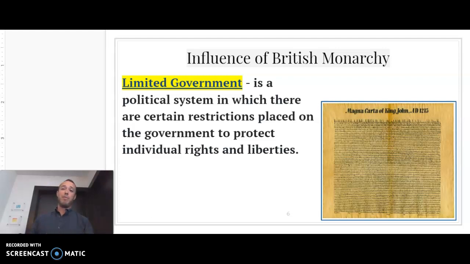Government is limited. One of our big documents that we usually point toward, we have a little picture of it on the screen here, is the Magna Carta. It was signed in 1208 or 1215, around that area, and it is out there to say, hey, there's only so much that the king can do.